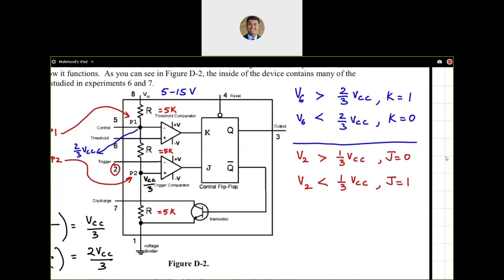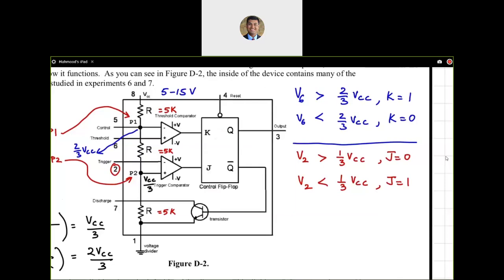So those are two statements that govern how both of those comparators respond to whatever they observe on the voltage at pin 6 and pin 2, which are coming from outside the chip. Now those K and J inputs control the state of the flip-flop. And as you know, it can have four different possible states. You can have memory, you can have toggle, you can have set, and you can have reset. So set is the same as your jump, and reset is the same as your kill state.